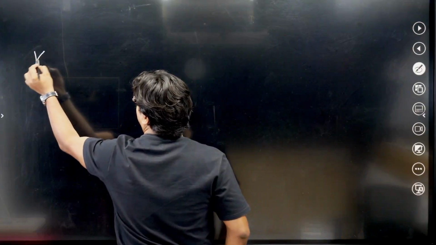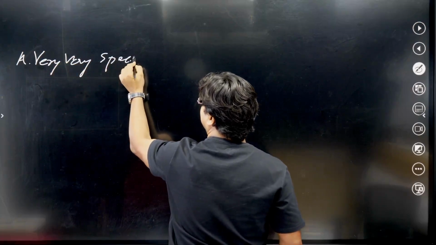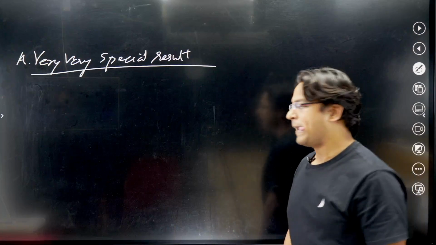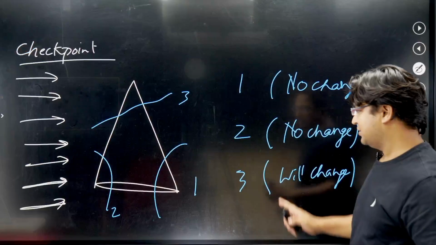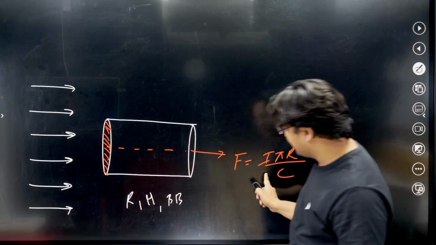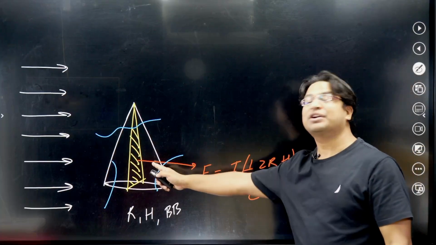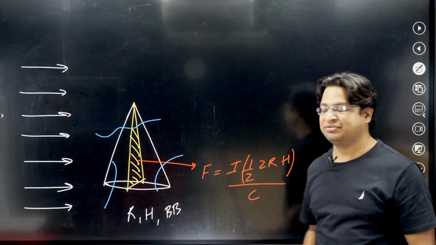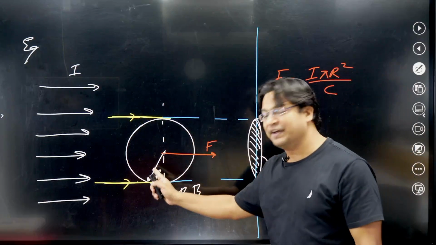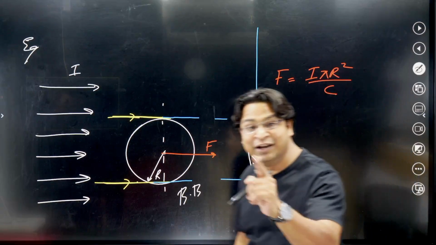A very special result. Okay, VVS result. If this is not a perfect black body, this force will change. Is that the result? No. Keep listening. If this sphere is not a perfect black body, this force will not change.